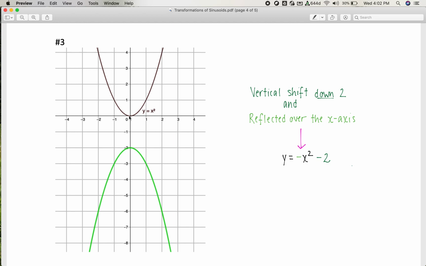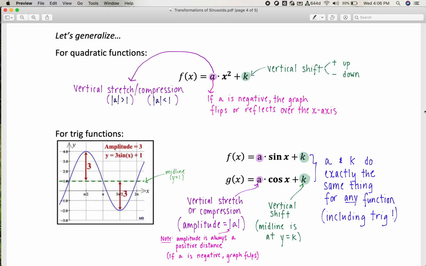And what we saw when we studied parabolas is that a negative a value is what causes that to happen. So almost like a multiplier of -1. It turns the original positive outputs to become negative instead. So let's take a minute and generalize what we're seeing here and see if we can connect it to sine and cosine graphs.